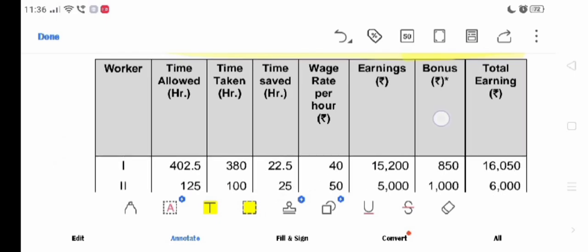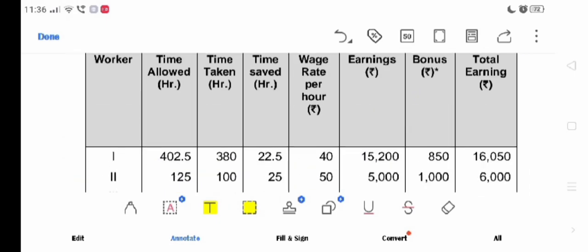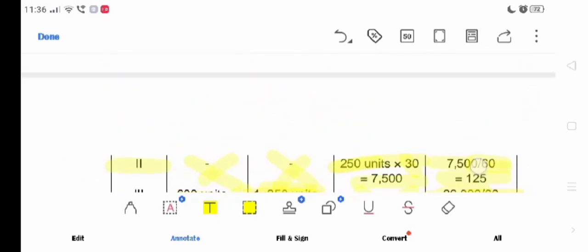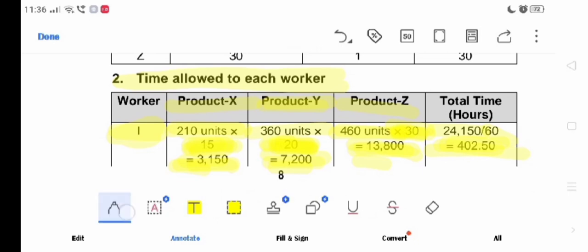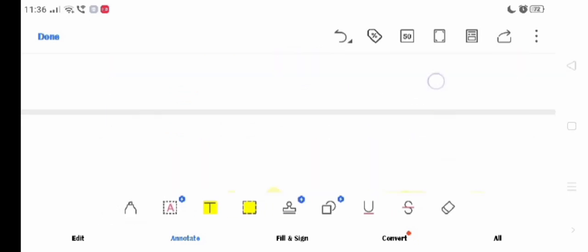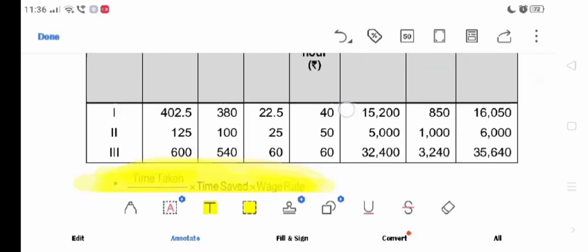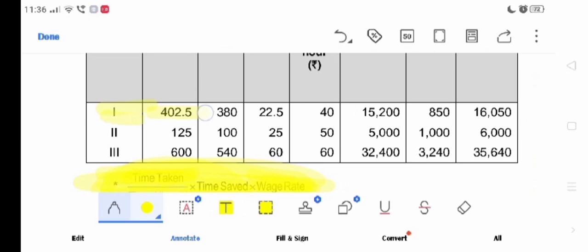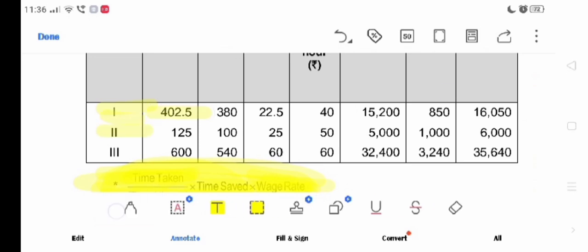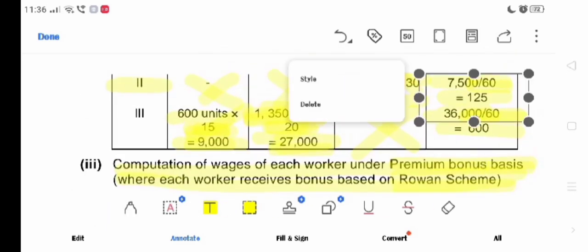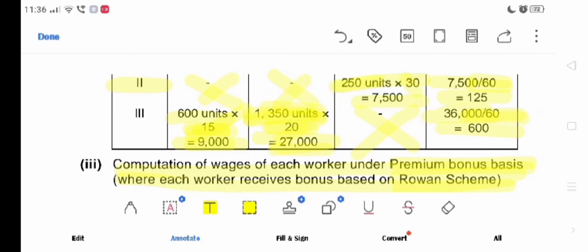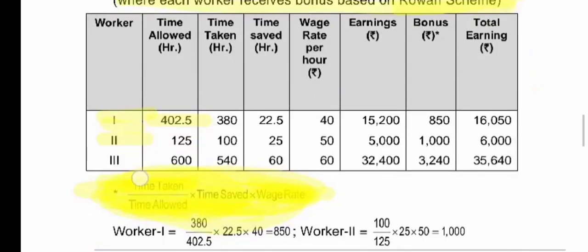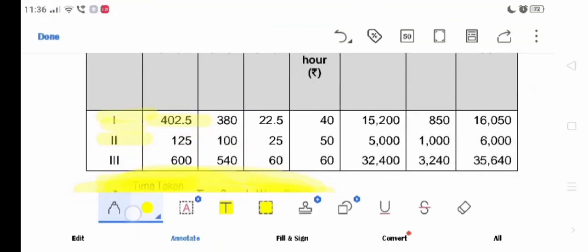So now let's proceed. For worker number 1, what is the time allowed? 402.5. How, ma'am? You have calculated, no? Here, 402.5. That is the time allowed. And for worker number 2, 125. Here it is. And for worker number 3, 600. This is the time allowed, guys.